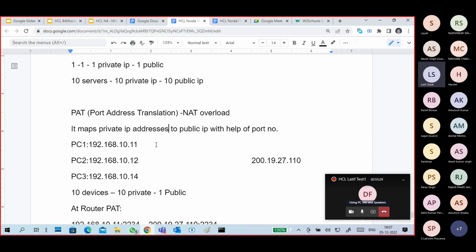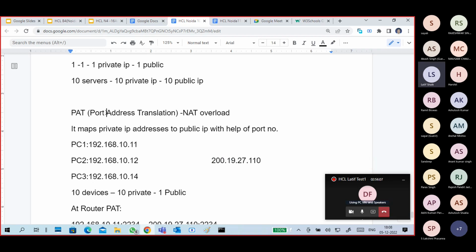But what happens if I am communicating outside? I need that many public IP addresses. Even in a normal home, there is a TV, laptops, mobile phones, tablets, right? So different network-connecting devices are there. They need an IP address. Next, to communicate outside, they need a public IP address.